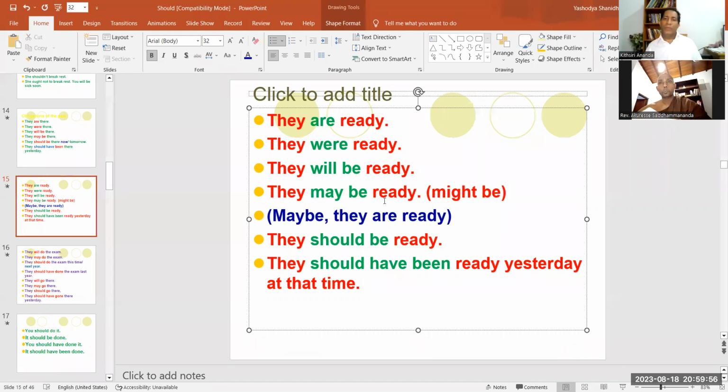In place of maybe, we can use might be. Instead of maybe, we can use might be. In lieu of maybe, we can use might be.